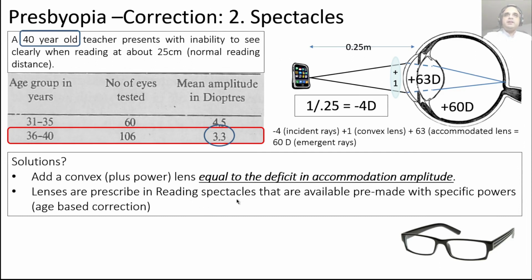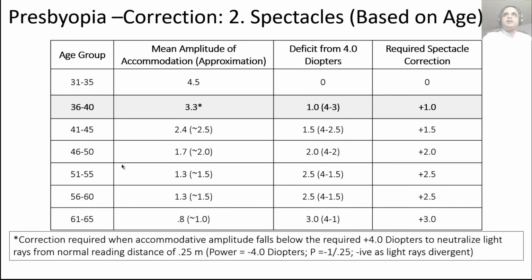Lenses are prescribed in reading spectacles. Reading spectacles are pre-made with specific power, which is age-based correction. I'll show you a table, which is right here. This is the age. This is the accommodative amplitude remaining. This is the deficit from 4, and we are considering 4 because we are taking the near vision distance as fixed at 0.25. This will not work for everyone, but this will work for the majority of the population.